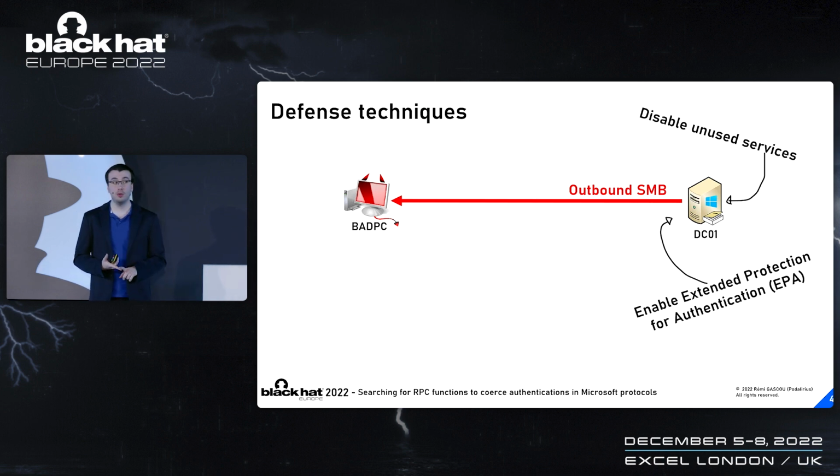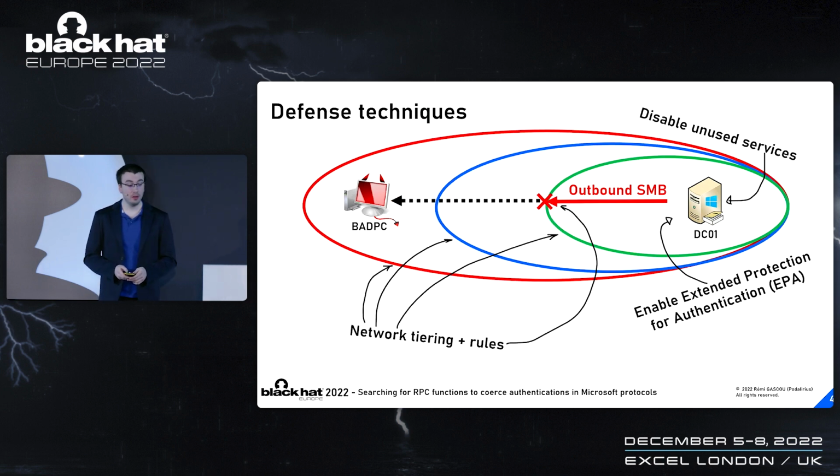Secondly, we need to enable the extended protection for authentication. This one is really important, but it will not prevent the coerced authentication. It will only prevent the relay of credentials once the coerced authentication has taken place. So an attacker will still be able to receive the authentication, but it will only be able to crack it locally. It will not be able to relay it on the network to authenticate elsewhere.